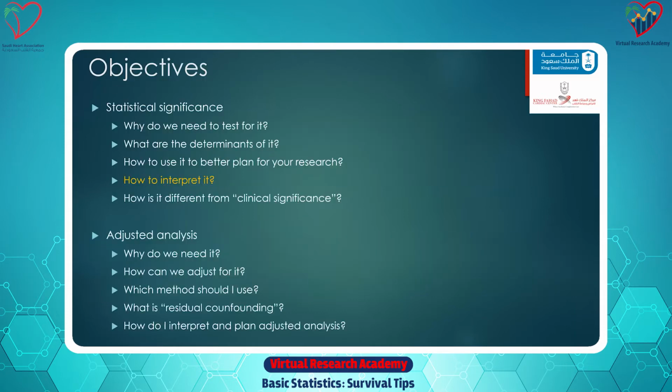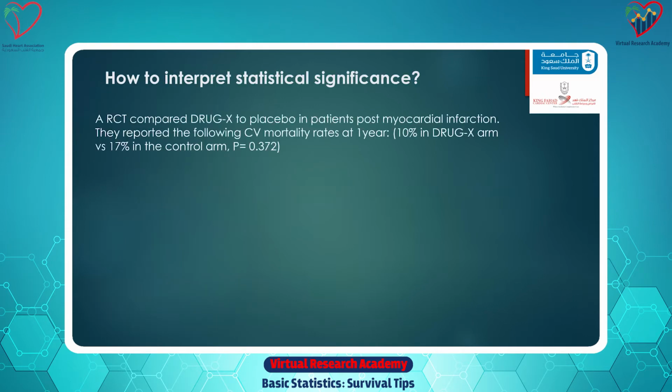All right. So next, we talked about how to plan research and how to interpret statistical significance. And I'll give you an example. Let's say you're reading a randomized clinical trial that compared drug X to placebo in patients post-myocardial infarction. They reported the following cardiovascular mortality rates at 1 year: 10% in the drug arm and 17% in the control arm.